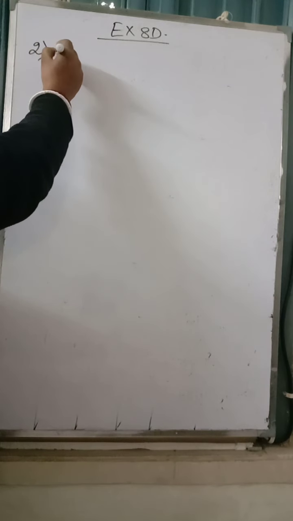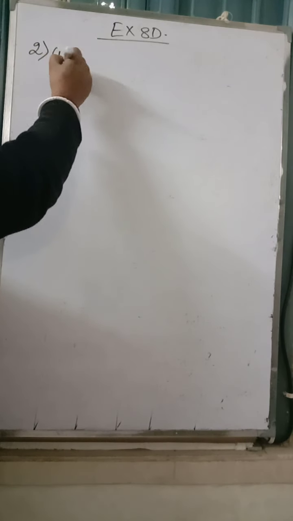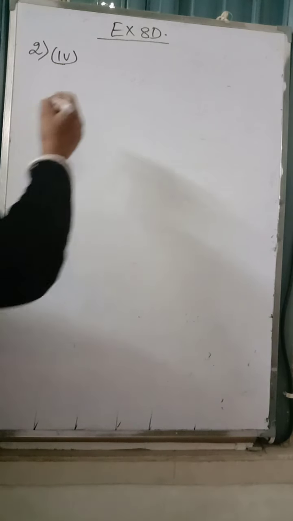Exercise 8D. From question number 1, we have solved Roman number 1 and 5. From question number 2, we will be solving only Roman number 4. Roman numbers 1, 2, 3, 5 you don't have to do, because the time is not in complete years.